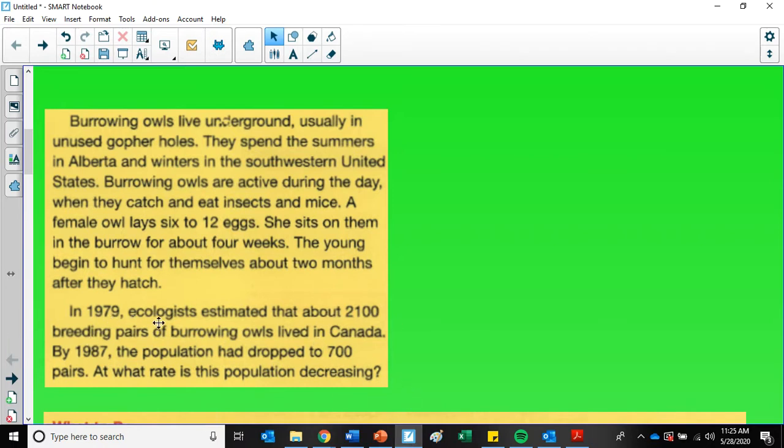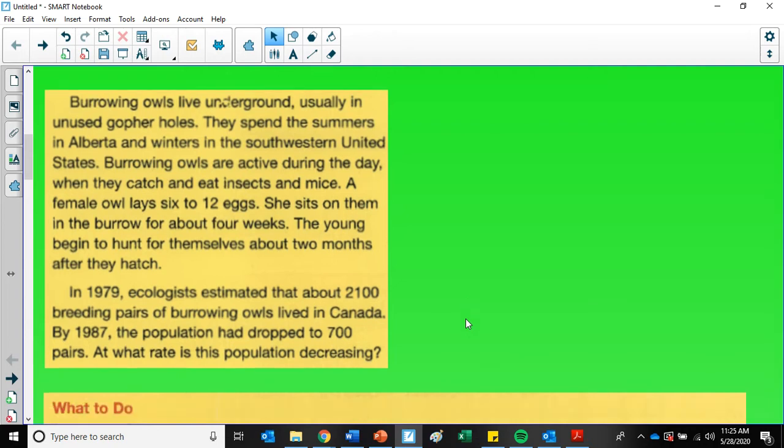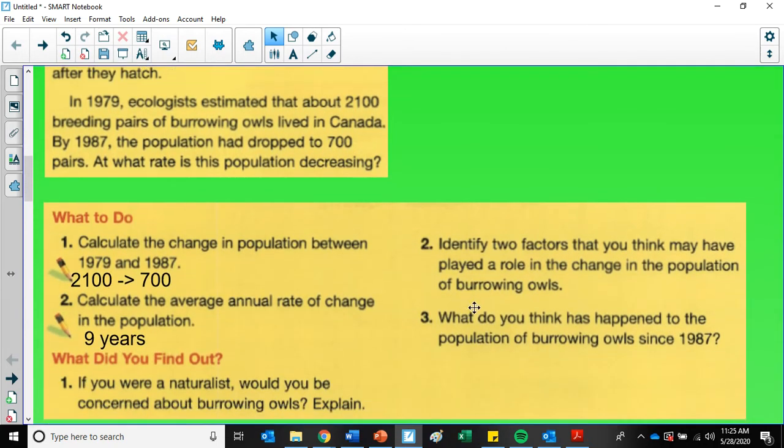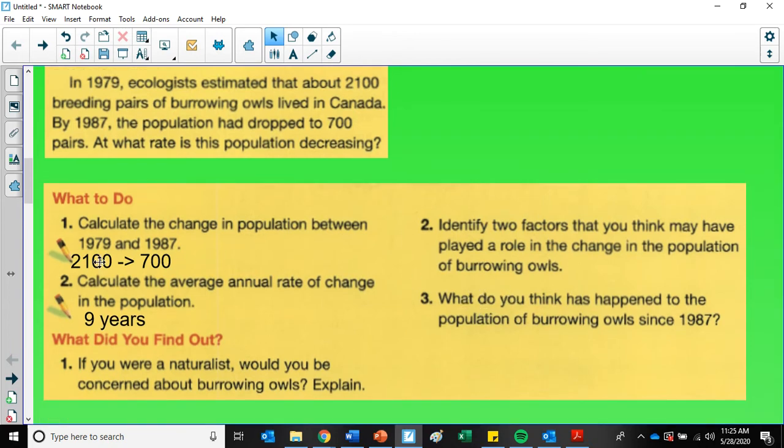In 1979, ecologists estimated about 2,100 breeding pairs of owls in Canada. By 1987, the population had dropped to 700 pairs. At what rate is the population decreasing? Our textbook also walks us through the stages. So I wrote out that in 1979, they had 2,100 owls. In 1987, they had 700. So we're going from 2,100 down to 700.